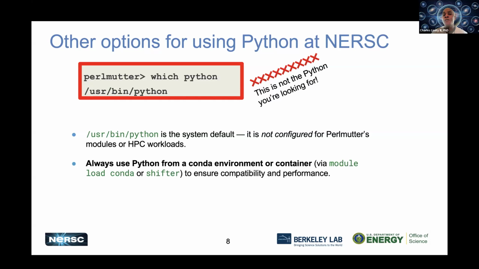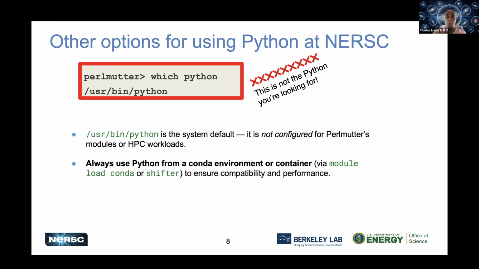Okay, now there are different options for using Python at NERSC. If you do a typical which python, this is going to point you to the default system loaded Python, but that is not the Python that you want to make use of. You want to make sure that you do the module load python. This is the system default, and it's not necessarily configured optimally to make use of all of the different resources and the dependencies that Perlmutter requires for executing HPC workloads efficiently.